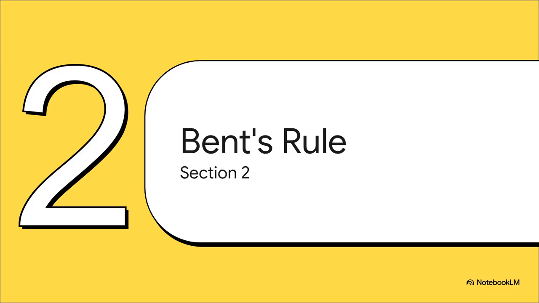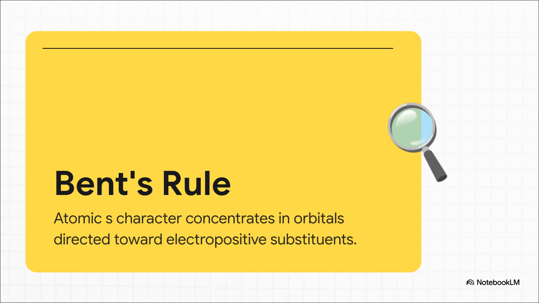And this is where the hero of our story comes in, a chemist named Henry A. Bent. Back in 1961, he came up with this really elegant and powerful idea that just clicks everything into place. It's called Bent's rule. So here it is in all its glory. Now, I know, that sounds a little dense. Atomic s character concentrates. What on earth does that even mean? And why is this s character the key to this whole mystery?